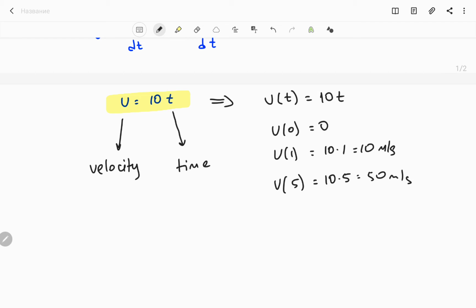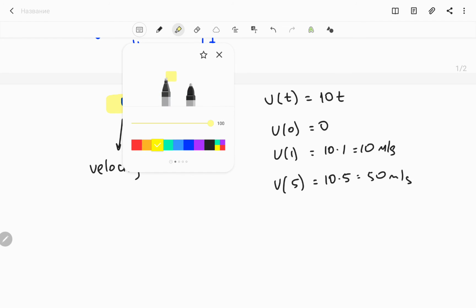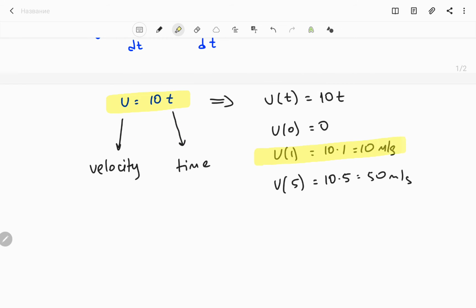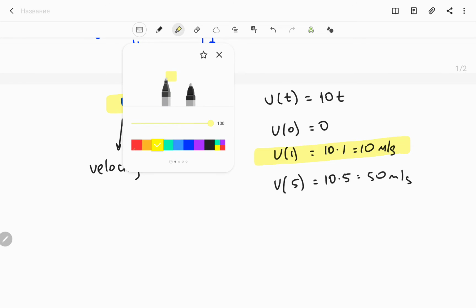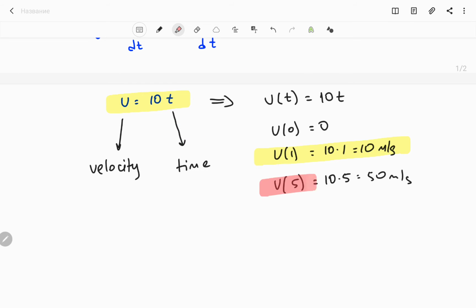Velocity at 5 seconds equals 10 times t, which is 5, so 50 meters per second. So this is the instantaneous velocity. This is instantaneous velocity at 1 second. This is instantaneous velocity at 5 seconds. This is how it works.